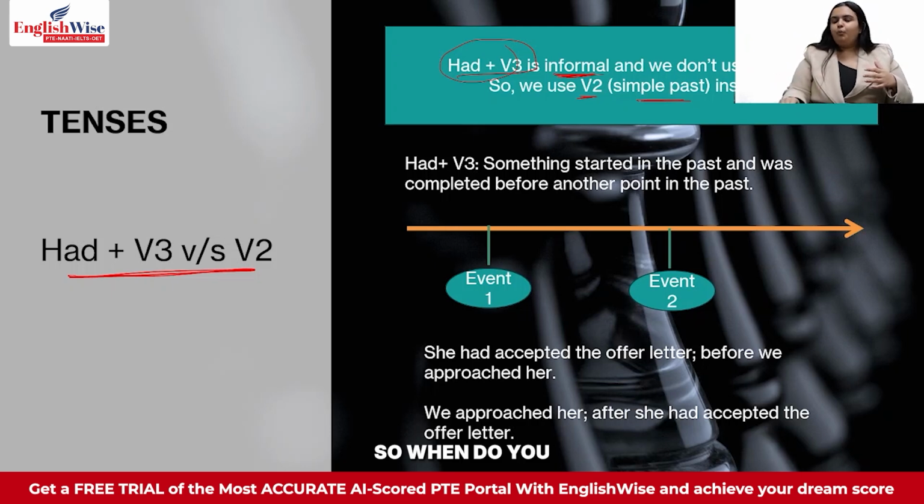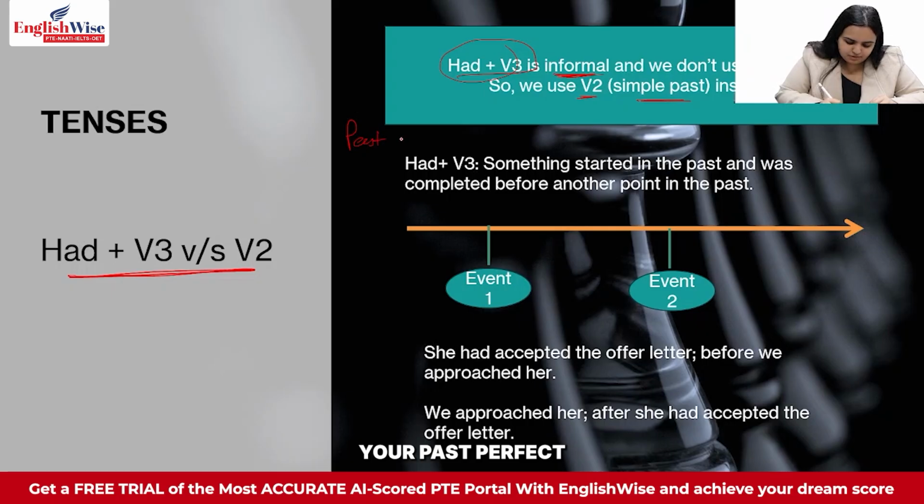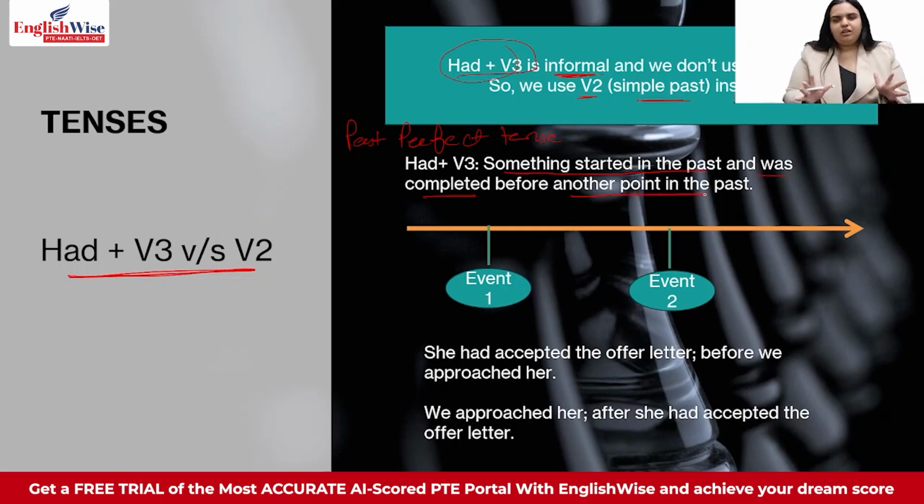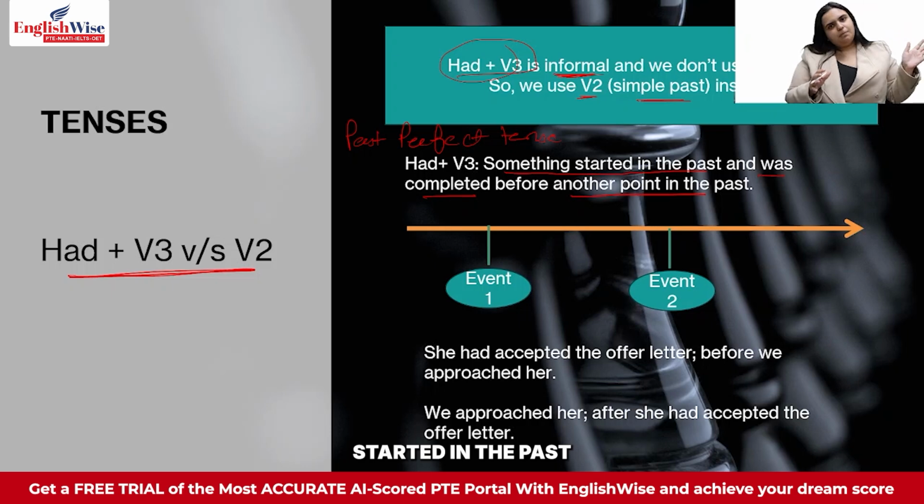So when do you use had plus V3 and when do you not? For that, first of all, understand what is the definition of had plus V3. That is your past perfect tense. So what is the definition of your past perfect tense? Something that started in the past and was completed before another point in the past.